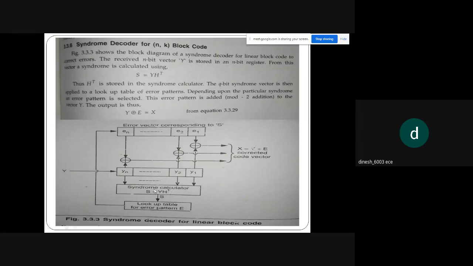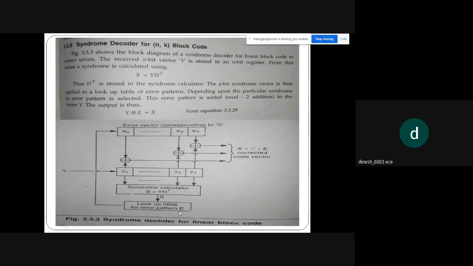Okay. S will be obtained from Y H transpose. H transpose will always be present inside your syndrome calculator. The syndrome calculator will have your H transpose. So Y, which is y1, y2 till yn, is obtained from y. Those are manipulated using the syndrome calculator. Thus they will produce S.